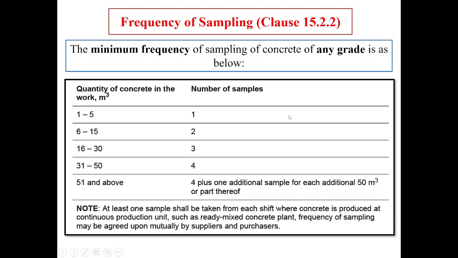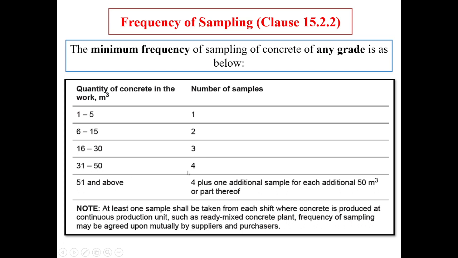So going further, now as per clause 15.2.2 of IS 456-2000, let us see frequency of sampling. What the clause says is the minimum frequency of sampling of concrete of any grade is as below. If the quantity of concrete in the site which is measured in meter cube, it is between 1 to 5, then we have to take one number of sample, that means 3 cubes. If the quantity of work is between 6 to 15 meter cube, then we have to take 2 samples, that is 6 cubes. For 16 to 30, it is 3 samples, that means 9 cubes.